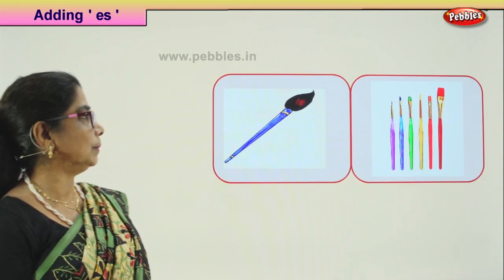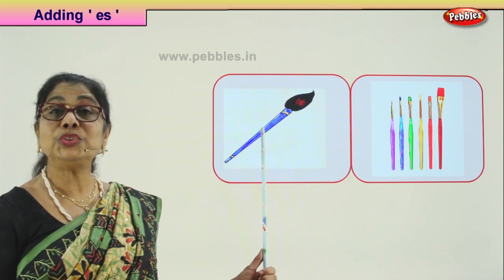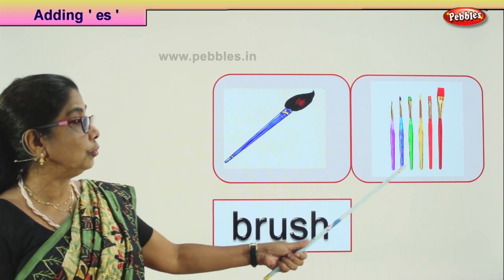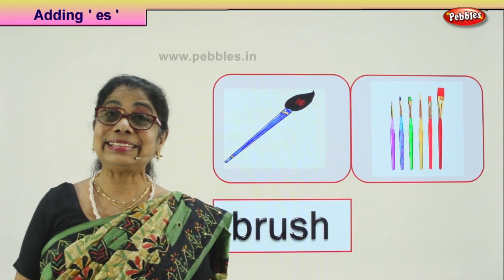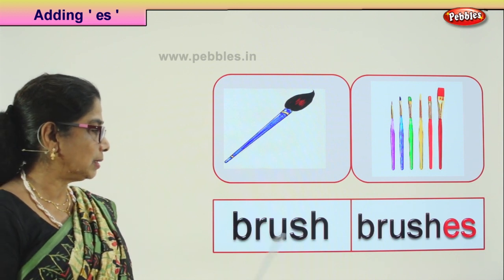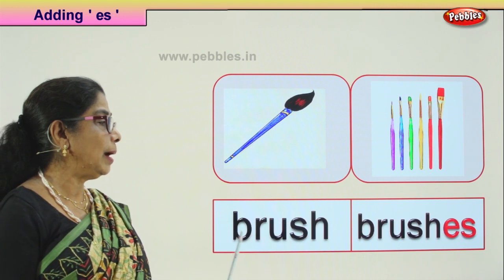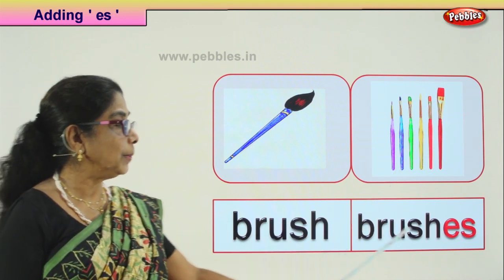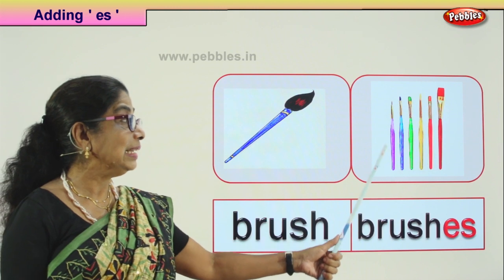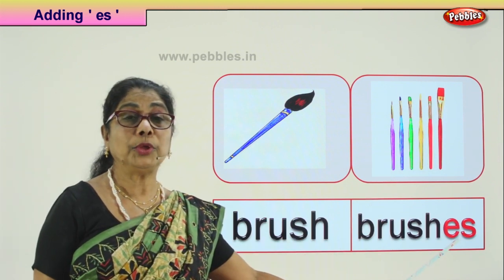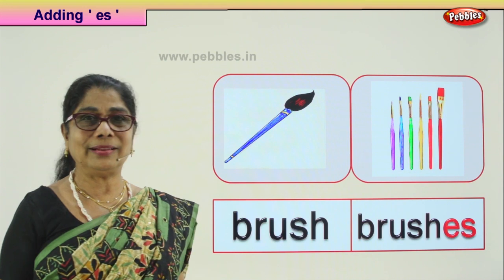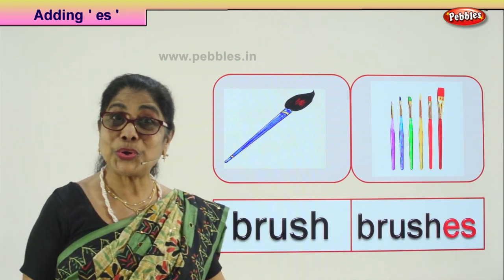Yes, good. What is this? Yes, your paint brush. One brush. One, two, three, four, five, six. Six brushes. Good. One paint brush. Singular noun. And here you have six brushes, the plural form. To form the plural, we added es to the singular. One brush, six brushes. Good.